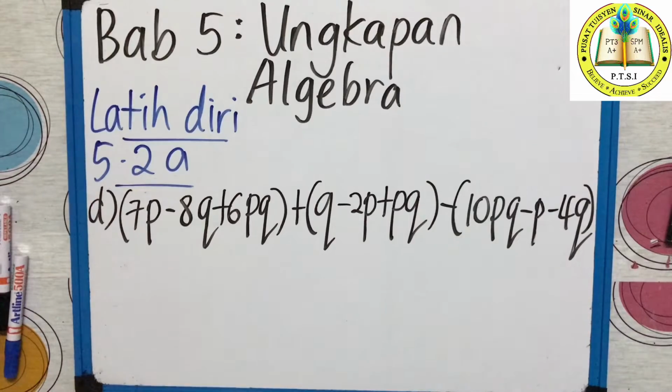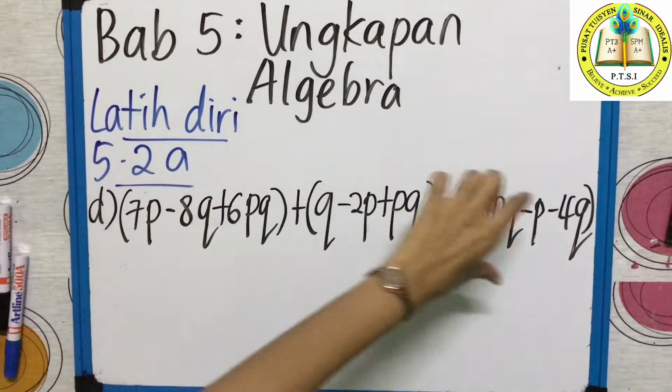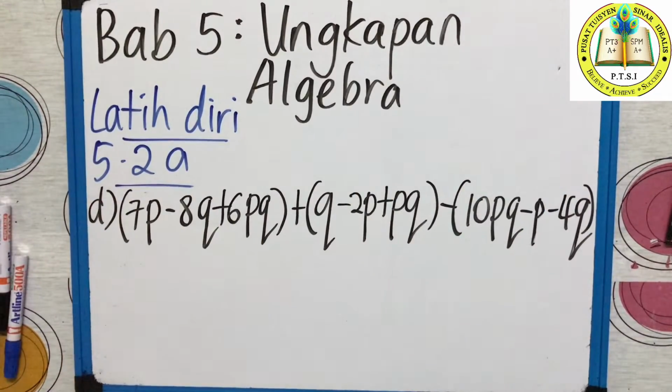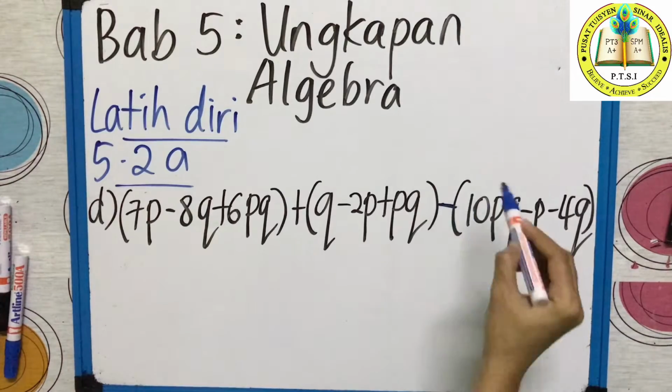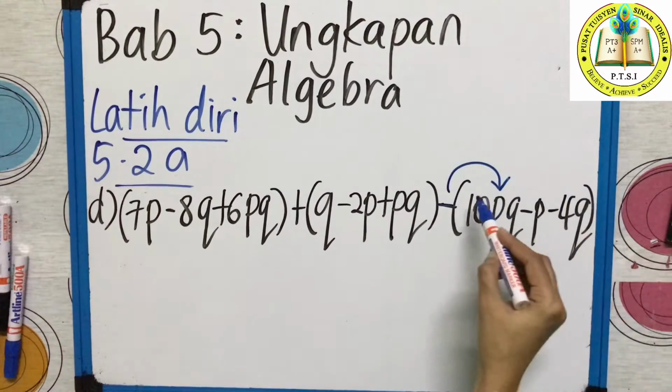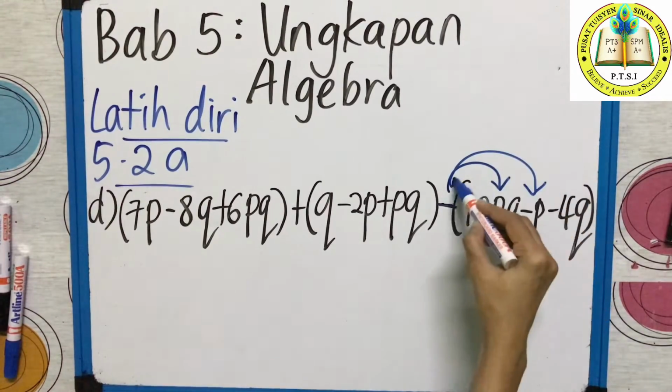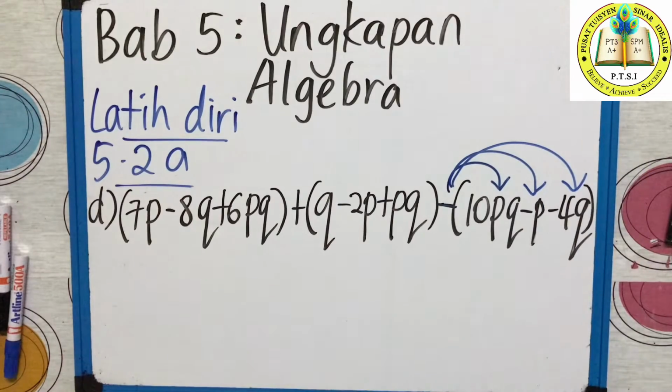Class, now the same Latih diri 5.2a. Now teacher is going to explain the D question. Soalan tu panjang. Okay, never mind. Panjang ke pendek, tak ada masalah. You have to follow the method that teacher taught. Okay, first, apa cikgu terangkan? Bila ada negatif, cikgu suruh kamu kembangkan. Teacher asks you to expand. Kembangkan tu darab. You have 2 times.